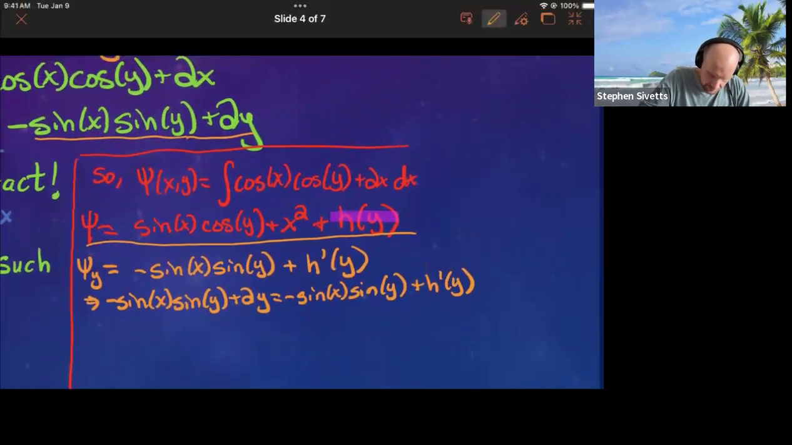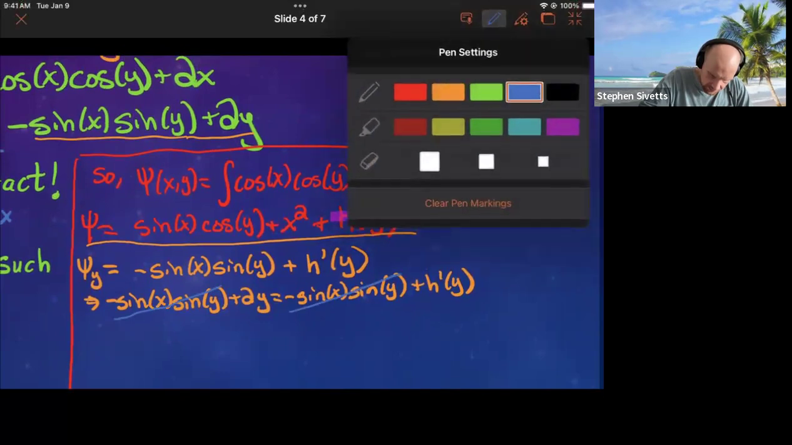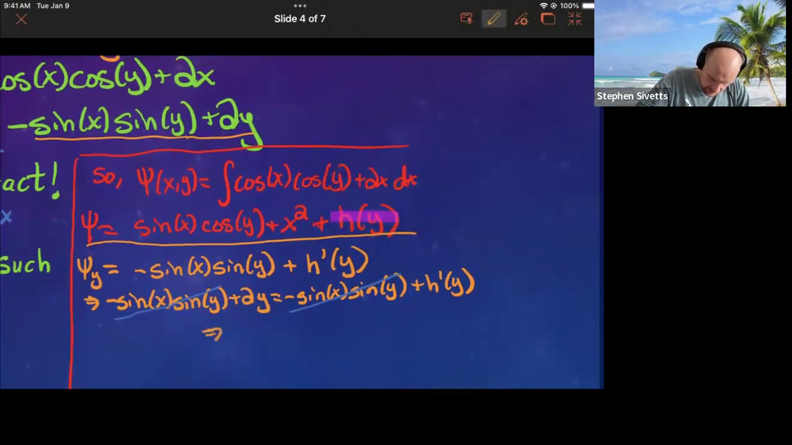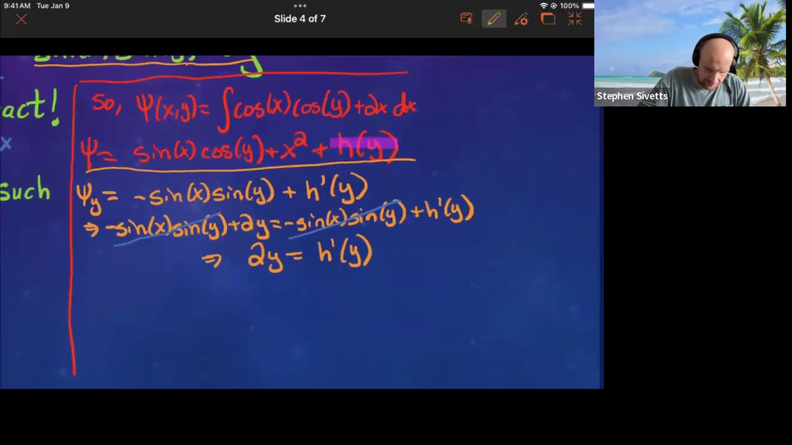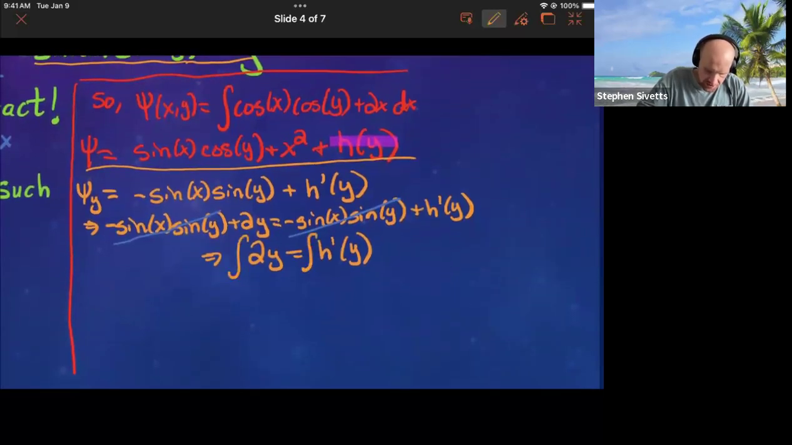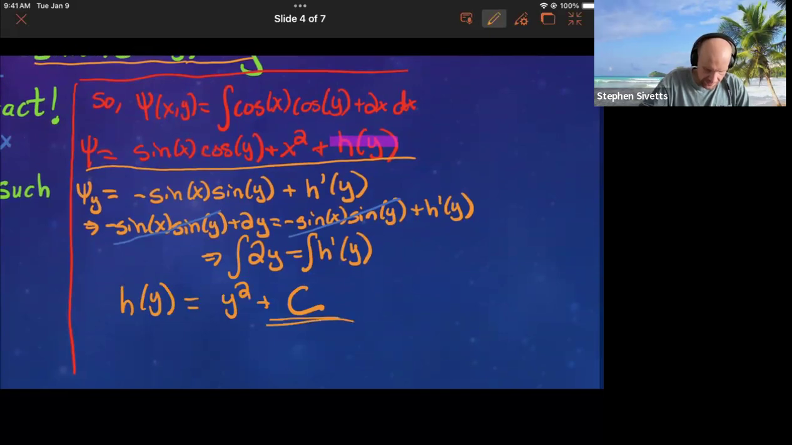Okay. These quantities are the same, so they will be 0. And so what you have left over is that 2y equals h prime of y, right? Okay. And then if we just figure out what h of y is, it's just the antiderivative of 2y, right? So h of y is equal to y squared plus a constant, right? But essentially this constant will be on the right-hand side.